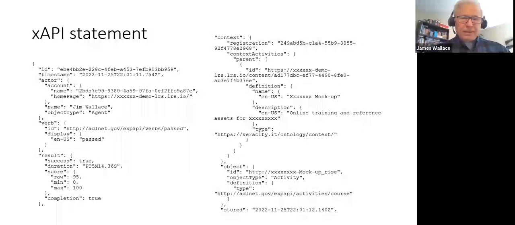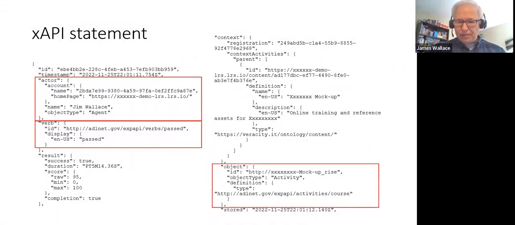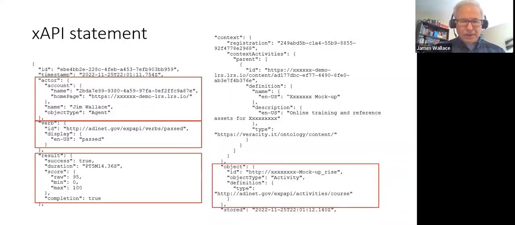And here's our passed statement. I put this into two columns so we could fit it all on one slide, but just to look at the basic pieces of this, here's our actor, here's our verb, passed, here's our object over here, and here's our result. I'd like to focus on that part of it for just a second.